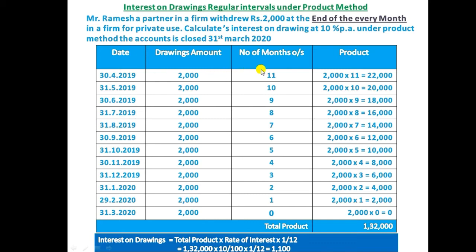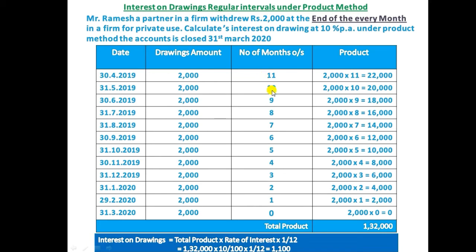Now we need to calculate the number of outstanding months. Mr. Ramesh drew at the end of every month. So he drew at the end of April. So we should not consider April because the April month is already over. So we should calculate from the next month. So from May to 31st March we need to calculate, we'll get 11 months.